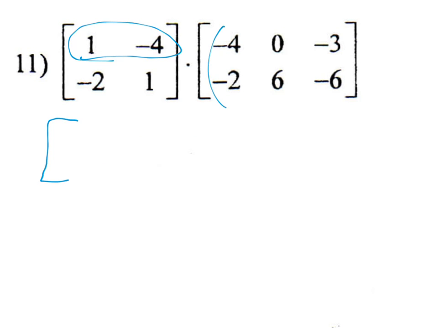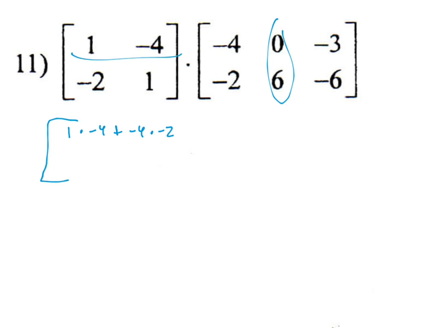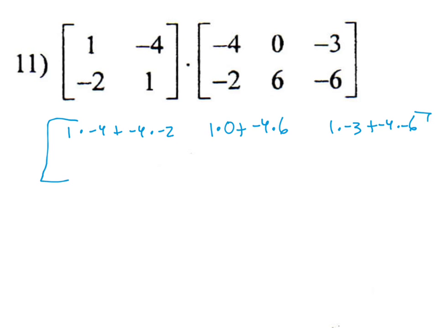So I've got this row times this column. Remember, first things times together, second things times together, and then you add. So I'm going to have 1 times negative 4 plus negative 4 times negative 2. And then I'm going to move on to the next column. Same row, but now it's the next column. 1 times 0 plus negative 4 times 6. And then I'm going to do my first row times my third column. So it's going to be 1 times negative 3 plus negative 4 times negative 6. So there's my first row times all the columns. So first row, 3 columns for my first row.